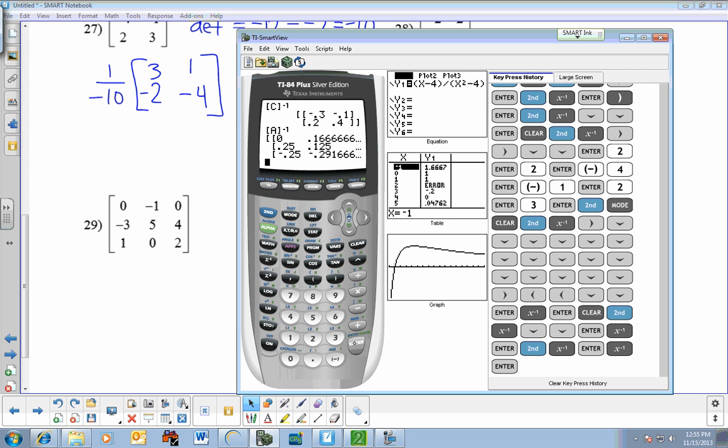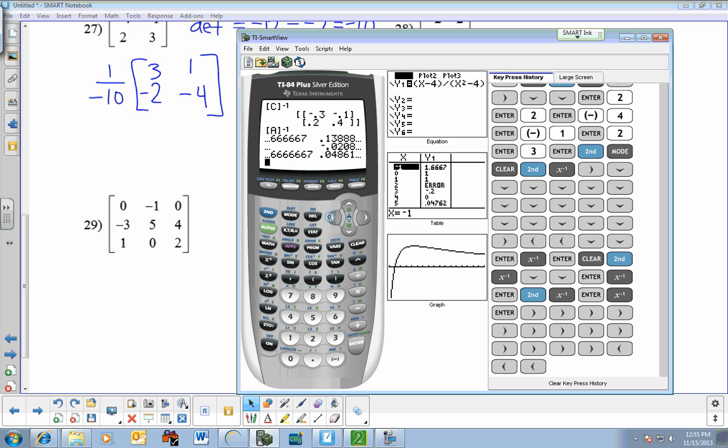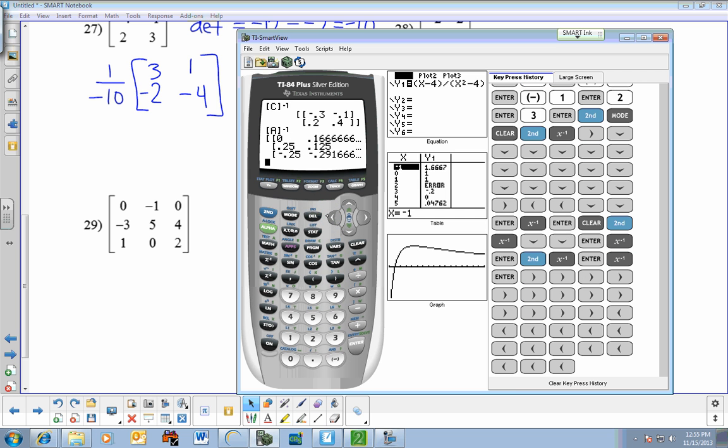Just do A inverse, and here you go. You might have to scroll over to see all of the parts of it. But there's that.